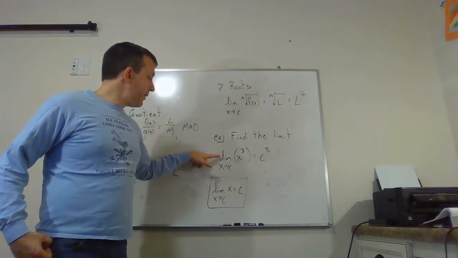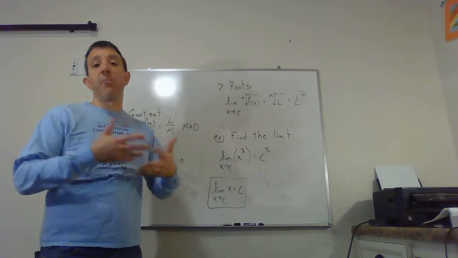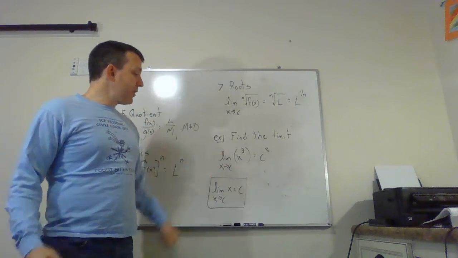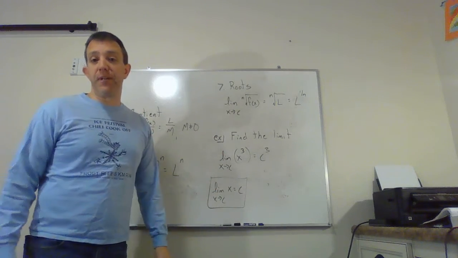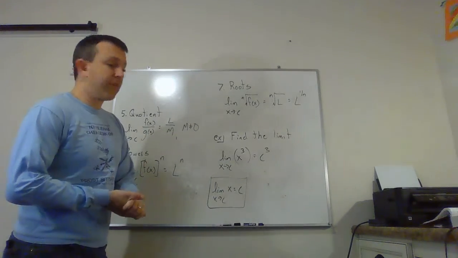But let's just find the limit of this one. The limit as x approaches c, where c is just some generic number. It could be any number we want. Maybe in the homework you see it with a number there. Doesn't make any difference. Of x cubed. So we have the limit as x approaches c of x cubed.